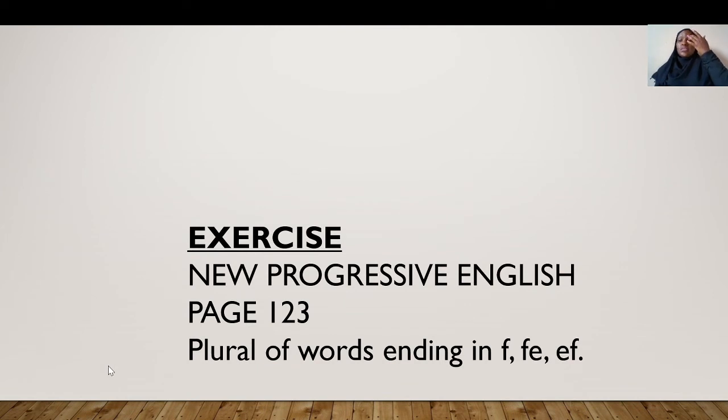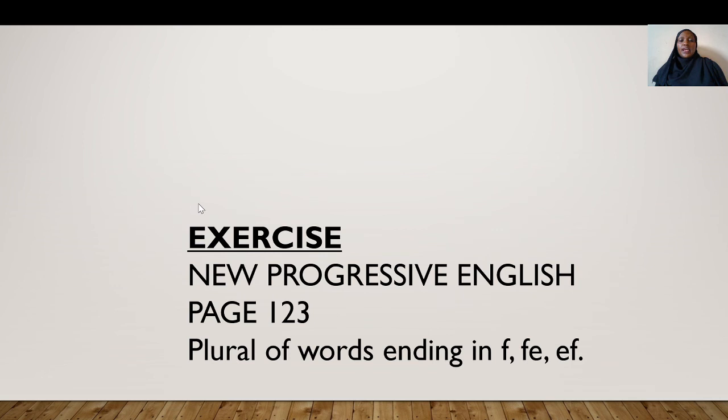Now, open your progressive books, page 123. That is the plural of words ending in F, FE, and EF. Open your books on page 123. That's the textbook, New Progressive English. You open the book and you get your exercise book. You do the exercise there.